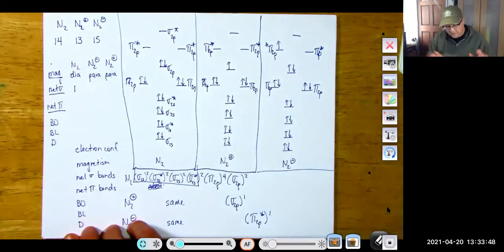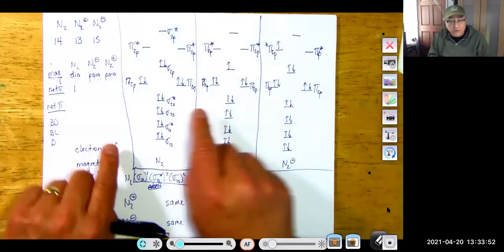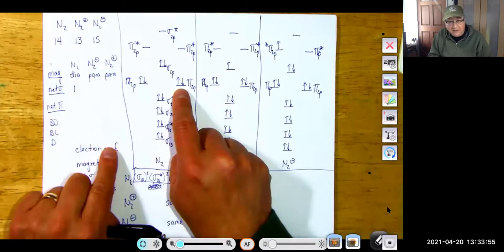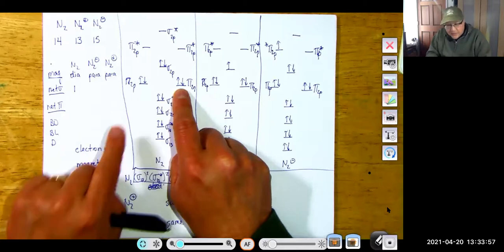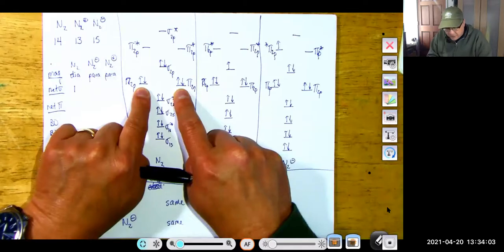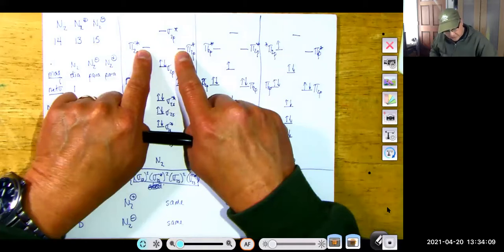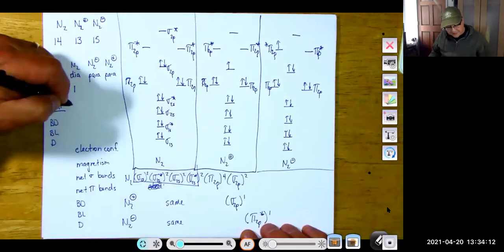Okay. For the pi bonds, I'm going to look at the outside only. Here, those 2 electrons equal 1 pi bond. And the 2 electrons that I'm pointing at on the left equal 1 pi bond. Again, 2 electrons, 1 bond. So here I've got 2 pi bonds and nothing to cancel them. So I've got 2 net pi bonds.